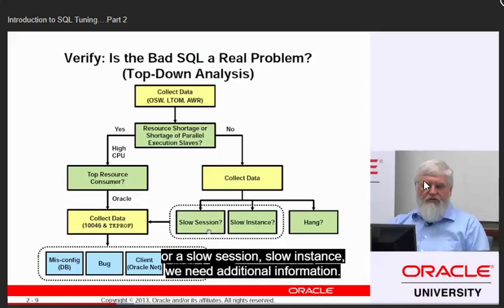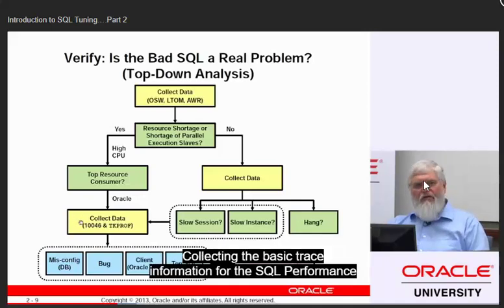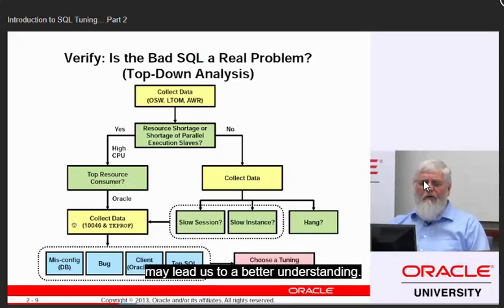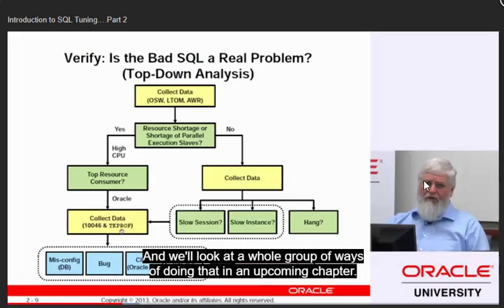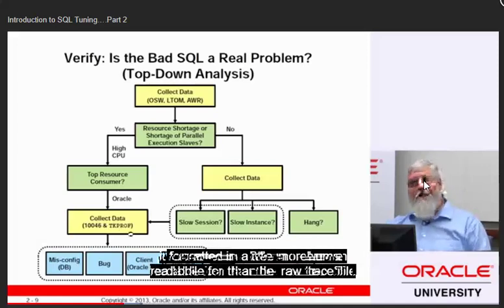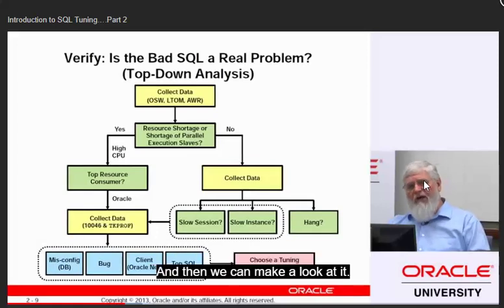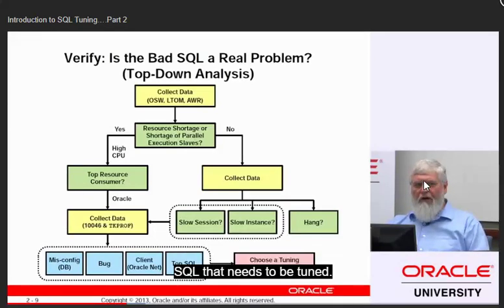So we can collect the 10046 trace by turning on the trace events, and we'll look at a whole group of ways of doing that in an upcoming chapter. And then we can run it through TKPROF to get it formatted in a little more human readable form than the raw trace file. And then we can take a look at it and we can discover different things. There can be expensive SQL that needs to be tuned, or we could discover it's not the Oracle database. There could be lots of wait time in the middle tier, and we can actually identify that as an issue.